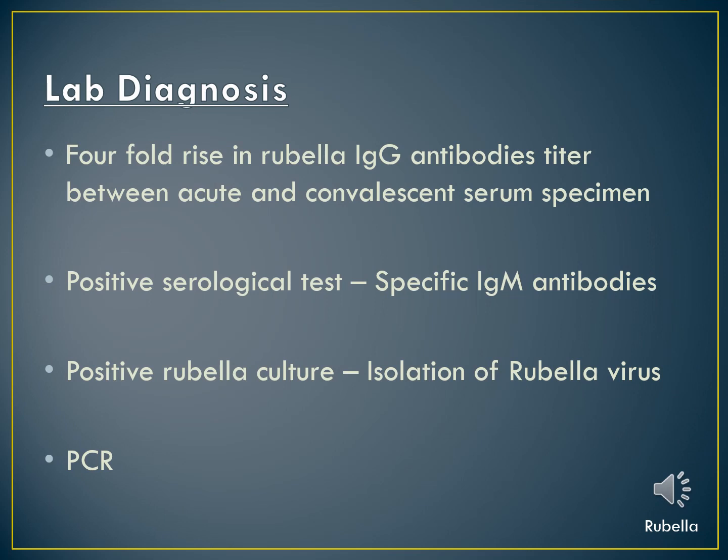The diagnosis of rubella is dependent on laboratory tests because the clinical presentation of the acquired infection is typically subclinical, mild or non-specific. Serological analysis is the mainstay of diagnosis. First of all, there is a fourfold rise in rubella IgG antibody titer between the acute and convalescent serum specimens. There is also a positive serological test which indicates specific IgM antibodies. There is also a positive rubella culture by isolation of the rubella virus. Finally, polymerase chain reaction (PCR) can also be done to diagnose rubella.